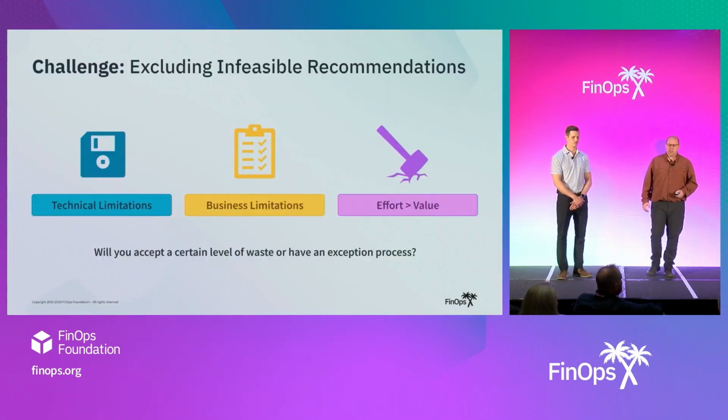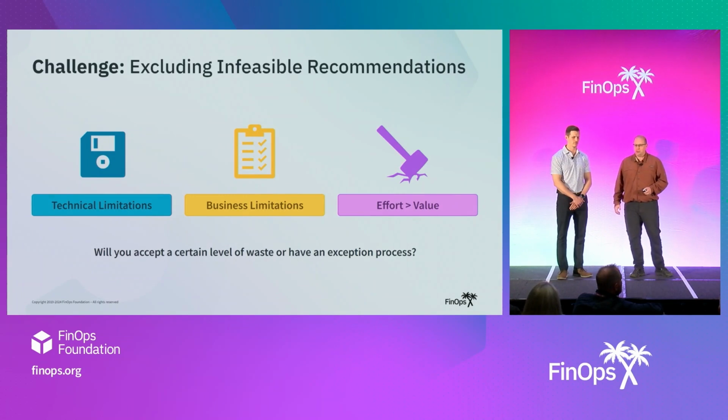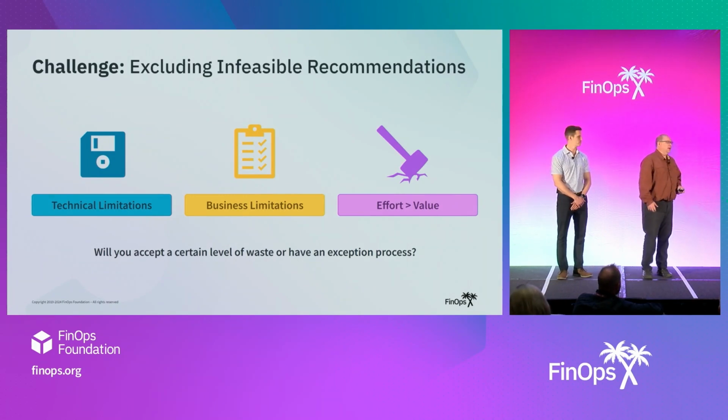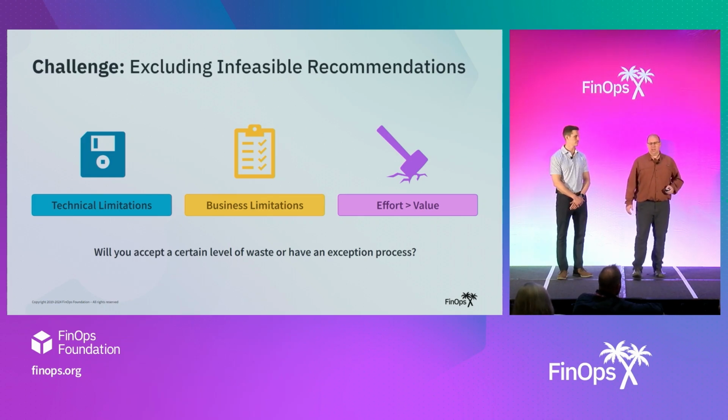The other option is to have an exception process where a business unit can identify the reason for that particular waste and flag it. I was on the, hey, let's just take the easy route and just accept that this business unit says they need to have 8% of unattached volumes. That is a business requirement for them. Has anybody ever heard somebody say, I have a business requirement to waste money?